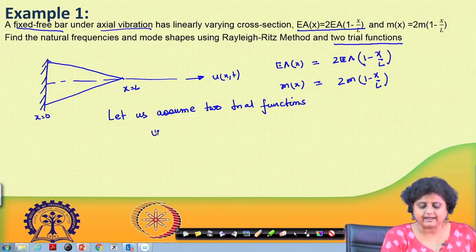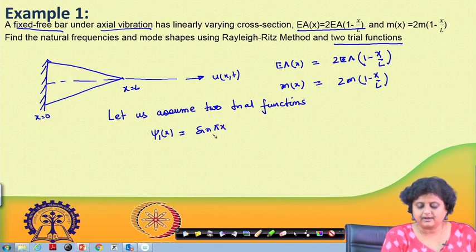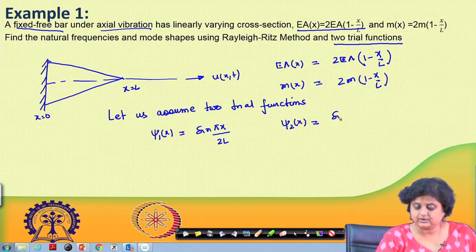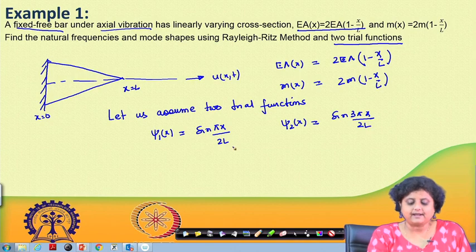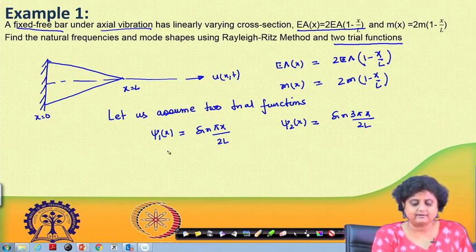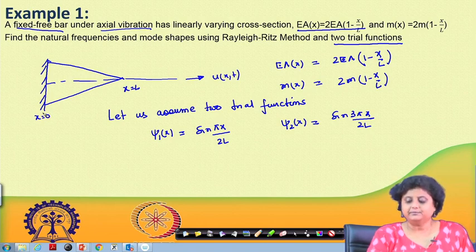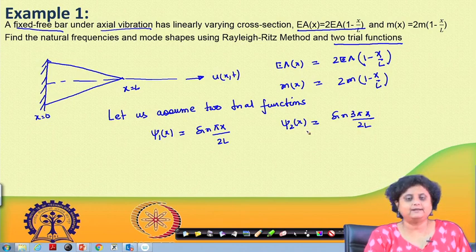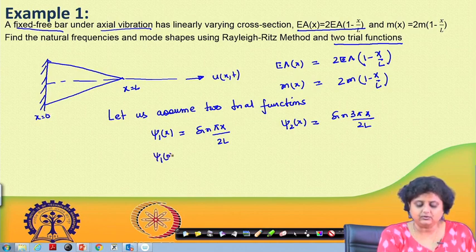So, let the trial function psi 1 x be equal to sin pi x by 2L, and let psi 2 x be equal to sin 3 pi x by 2L. Now, you can see that sin pi x by 2L, which is my first trial function, is an acceptable function, because at x equal to 0, psi 1 x is equal to 0, so it is satisfying the fixed boundary condition where displacement is equal to 0. Similarly, psi 2 x is also 0 at x equal to 0, therefore it is also satisfying the fixed boundary condition. So, psi 1 0 is equal to 0.